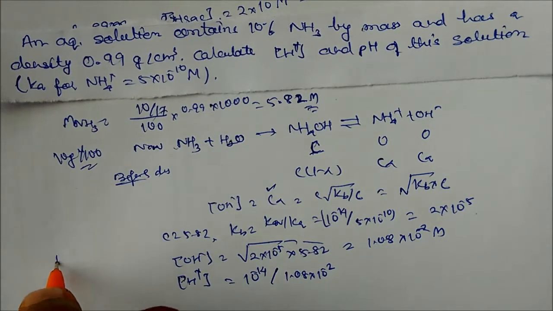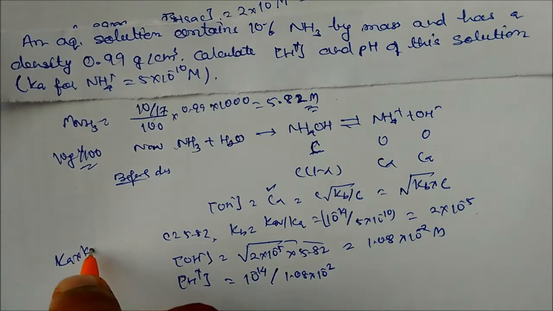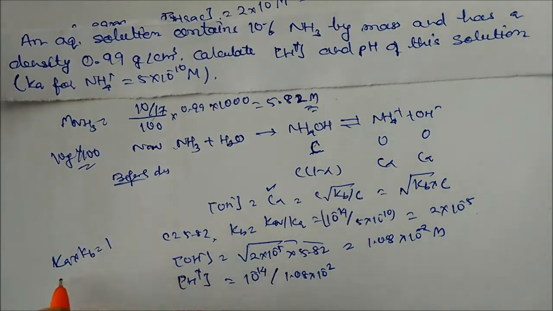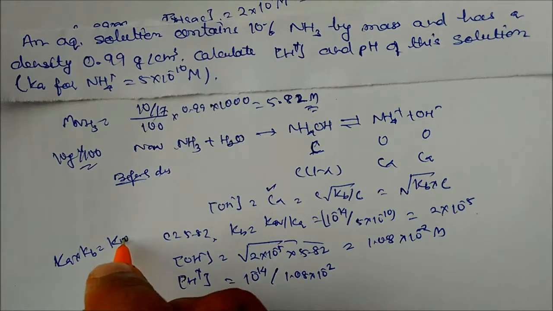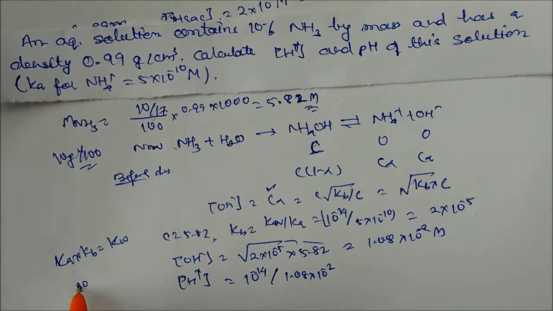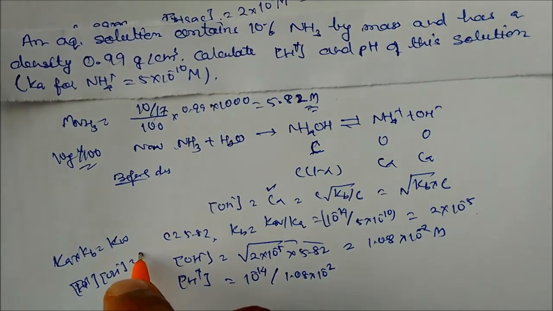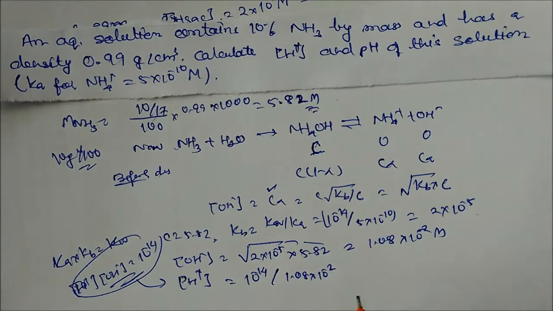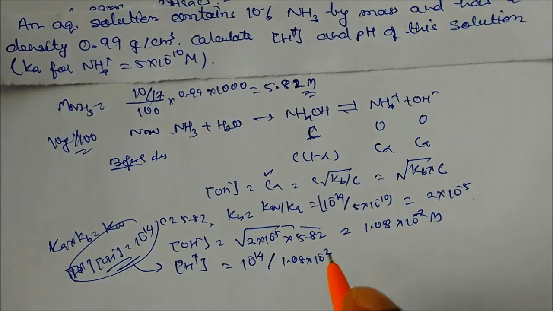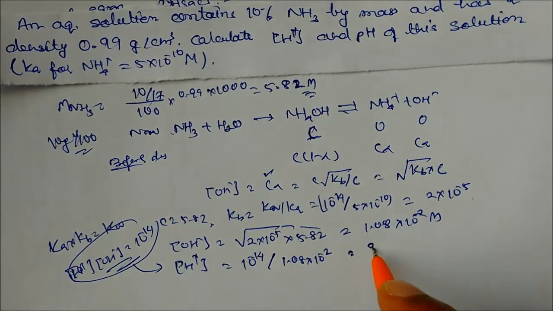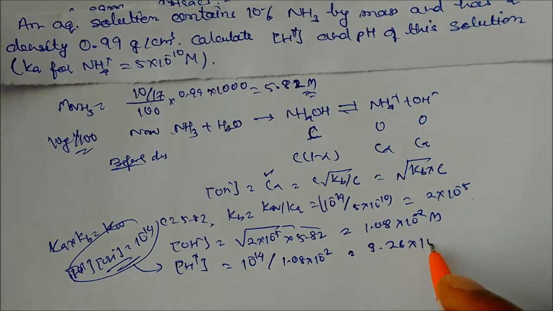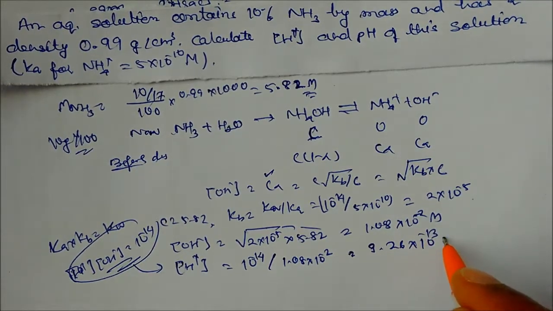We know that Ka into Kb is equal to Kw, or we can say 10 to the power minus 14 is the product of the H plus concentration and the OH minus concentration. This is the ionic product of water, you know very well. So we put this value over here, and on solving we get 9.26 into 10 to the power minus 13 molarity.